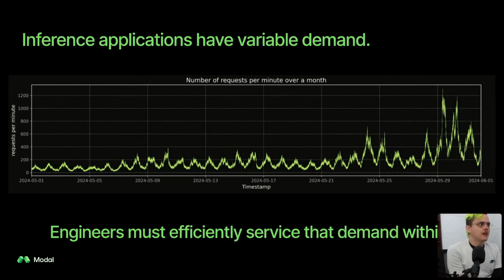So the key thing about inference applications that's quite different from training applications, if you've been a machine learning engineer for a while, is that inference applications have variable demand. So this is a little bit of data that we simulated on the basis of some customer data on the number of requests that a service received per minute over the course of a month. And so you can see this sort of variability over time.